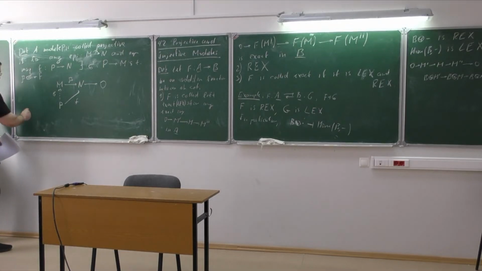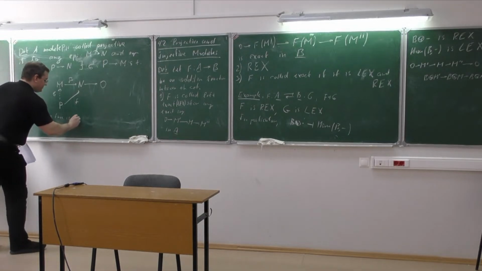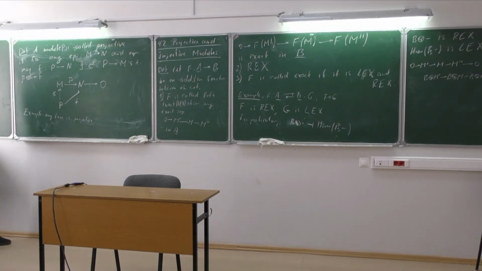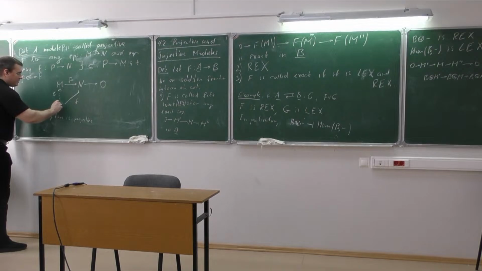Well, example, any free module is projective. This is an easy example. Well, this is what I want to discuss. I'm asking you a question. Suppose this P, we know that this is a free module. Why is there such a lift? Right, so on the diagram, I can write something like R to the S.